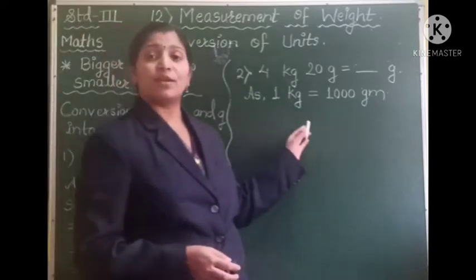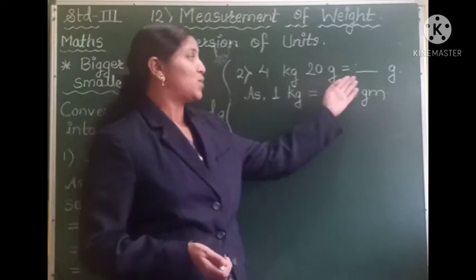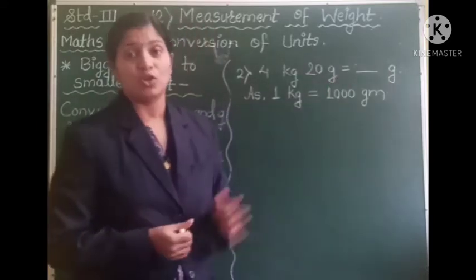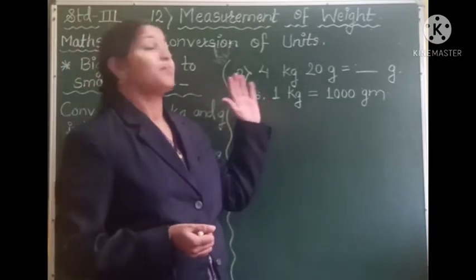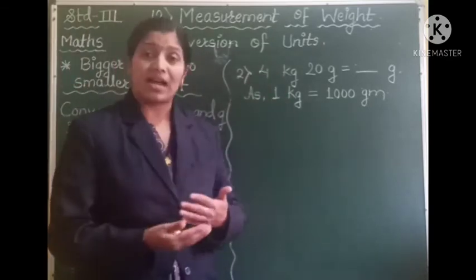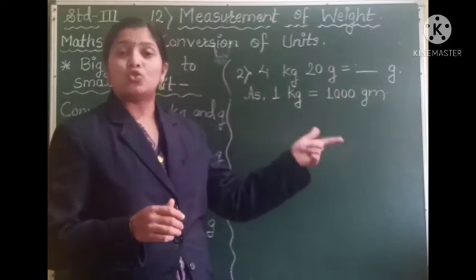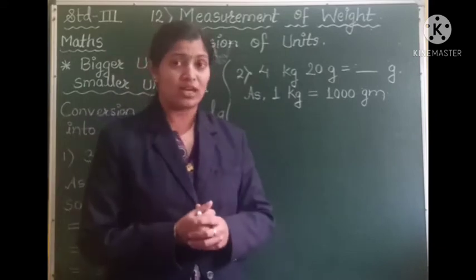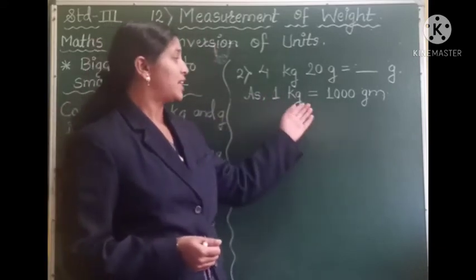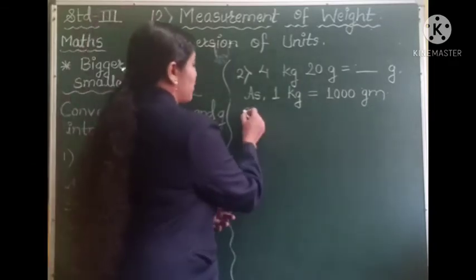Now we will see one more example. 4 kg 20 grams is equal to how much grams? So here also we have to do the same thing. We have to convert the kg into grams and we have to keep this gram part as it is, and it should be added to the kilogram part when it is converted into grams. So we know that 1 kg is equal to 1000 grams.